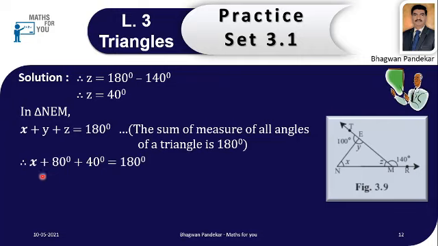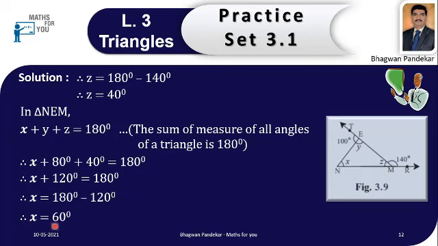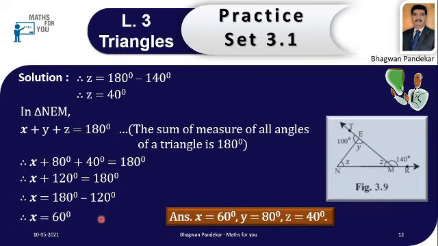So therefore putting the values of y and z in this equation, we get x plus 80 degree plus 40 degree is equal to 180 degree. So therefore x plus 120 degree is equal to 180 degree. So therefore x is equal to 180 degree minus 120 degree. So therefore x is equal to 60 degree. So final answer of this example is x is equal to 60 degree, y is equal to 80 degree and z is equal to 40 degree. This is your final answer of this example.